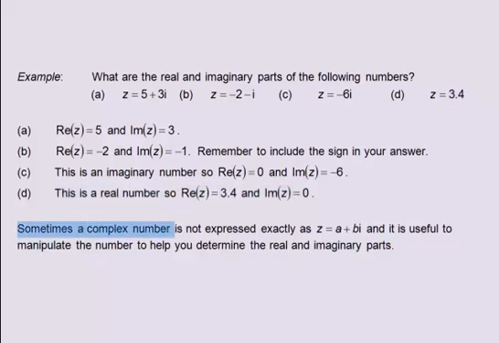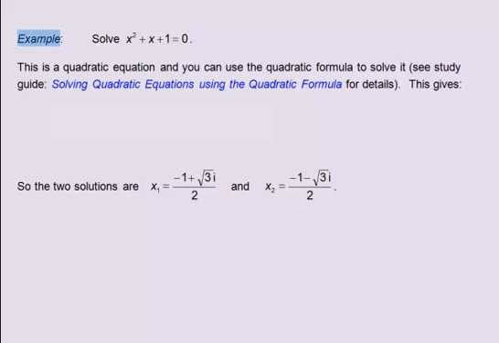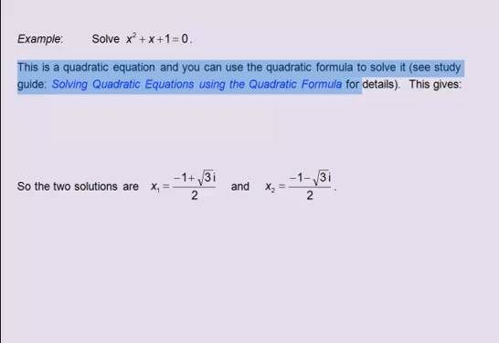Sometimes a complex number is not expressed exactly as z equals a plus bi, and it is useful to manipulate the number to help you determine the real and imaginary parts. Example: solve x squared plus x plus 1 equals 0. This is a quadratic equation and you can use the quadratic formula to solve it. See study guide, solving quadratic equations using the quadratic formula, for details.